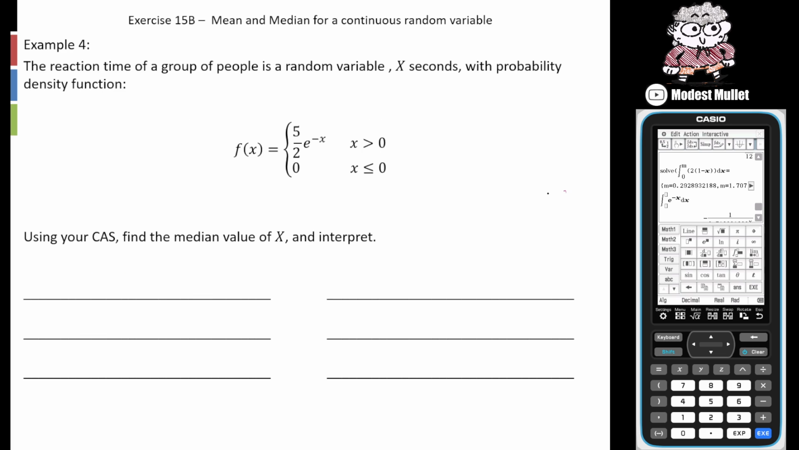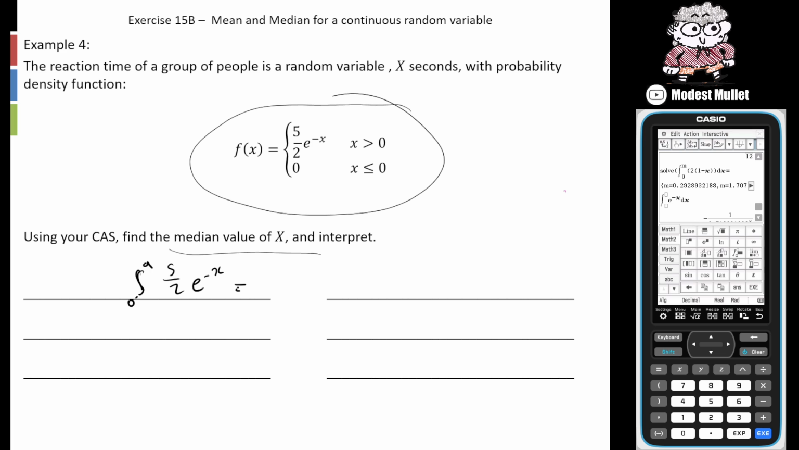I'm going to leave the video there for now. You can use your CAS to find the median value. So all you're doing, just to be clear, is solving the integral from 0 to a of 5e^(-x), and we're going to let that equal 0.5 because we want the median. That's the 50th percentile, so it's 0.5. And you're going to solve that on your CAS for a. So pretty much, on an exam or SAC, you would say let this equal 0.5, and then whatever your CAS spits out as the answer, you'd write a equals that. And that's it, you're done.